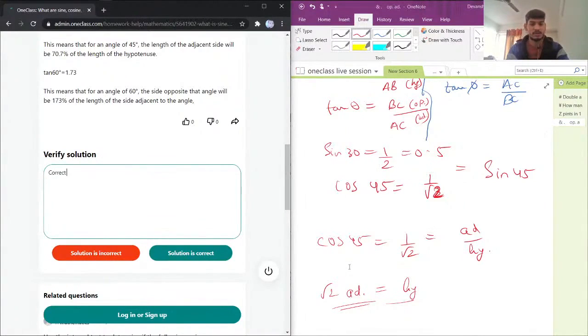So correct solution, good job. Solution is correct.